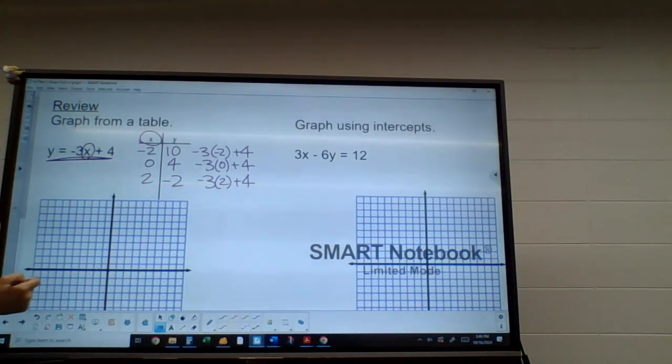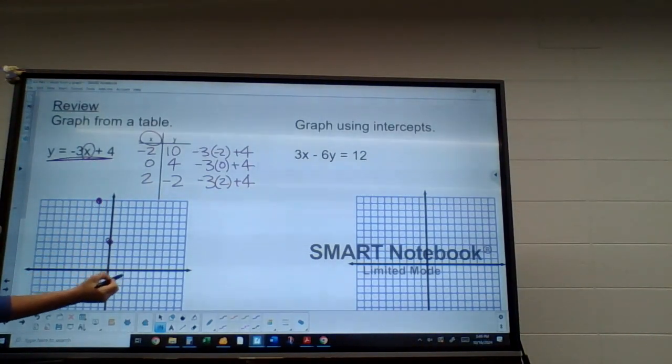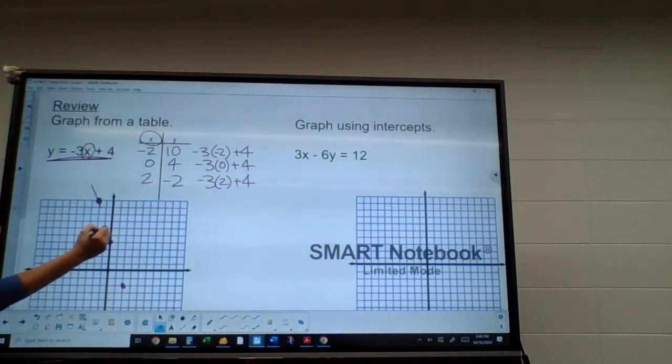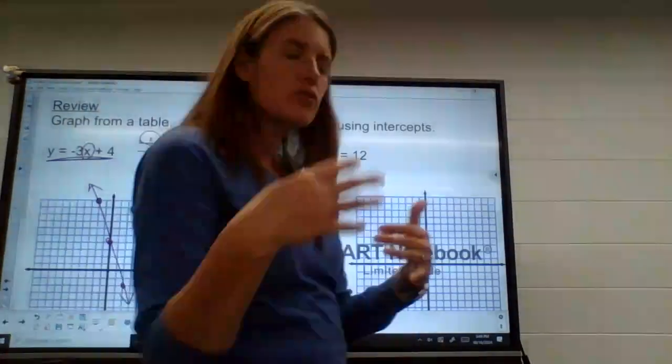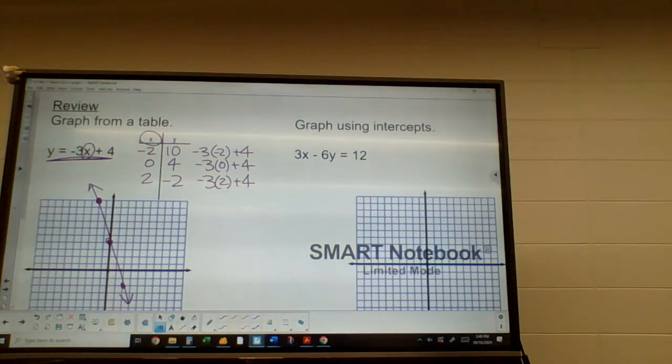So now I go to graph these. So negative 2, 10, 0, 4, and then 2, negative 2. And so we have our line drawn. I drew it with arrows to show it goes on forever.